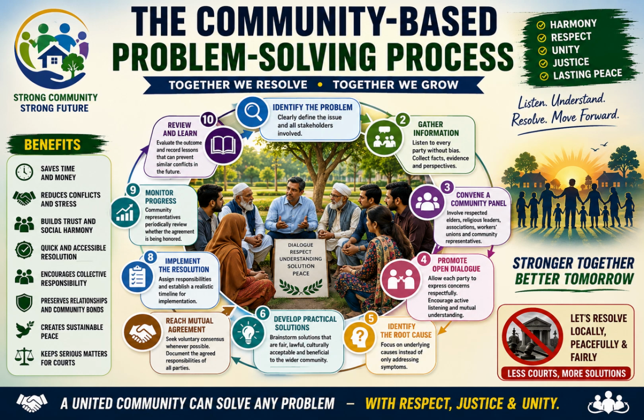Number 8, monitor progress. Community representatives periodically review whether the agreement is being honored. Number 9, review and learn. Evaluate the outcome and record lessons that can help prevent similar conflicts in the future.